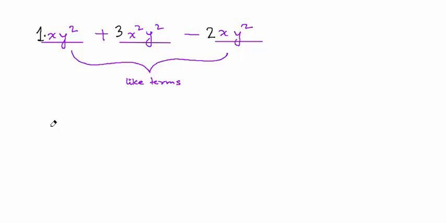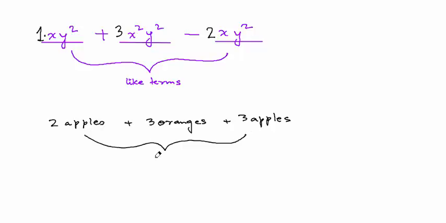Now consider this. Let's say you have a basket of fruits in which there are 2 apples and 3 oranges and let's say another 3 apples. So if I were to ask you to combine them or add them up, what would you do? You cannot add the 2 apples with the 3 oranges. You could say, okay, I would add the 2 apples with the 3 apples, so I have 5 apples. So you add apples to apples, and then you have 3 oranges.